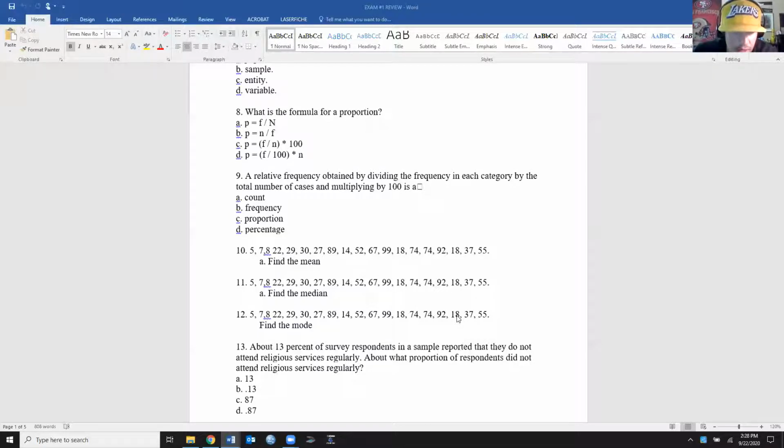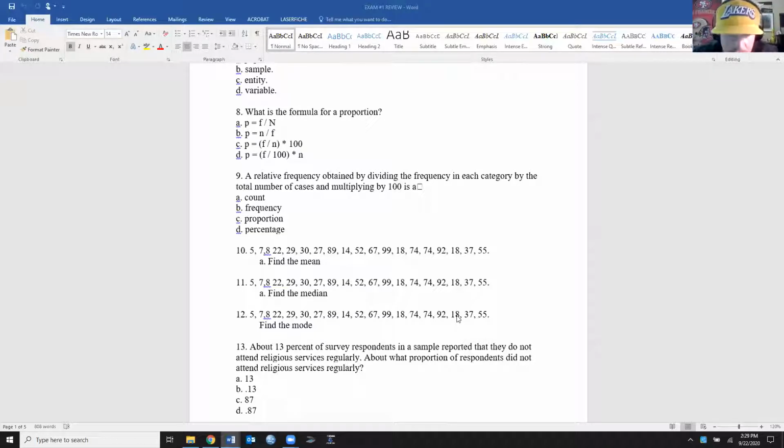Then it looks like 14. From there it'd be 18. Two 18s. 5, 7, 8, 14. Okay, and two 18s. And then we have no 19s. We have that looks like 22. 22 would be next. Okay.